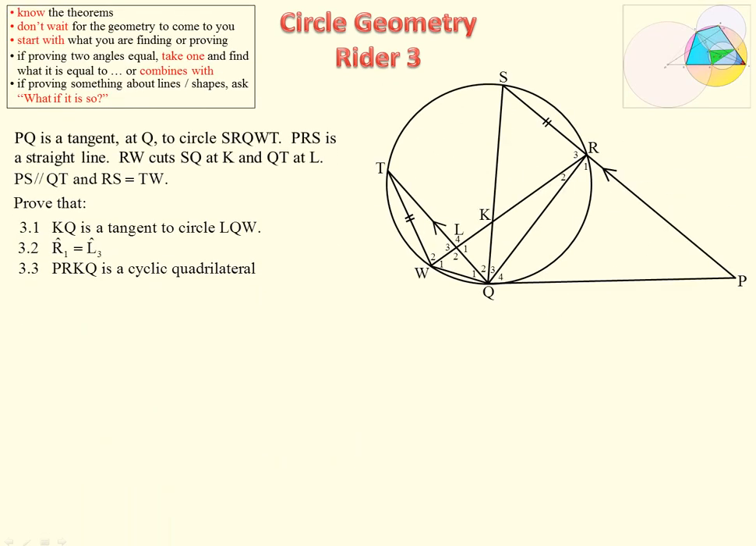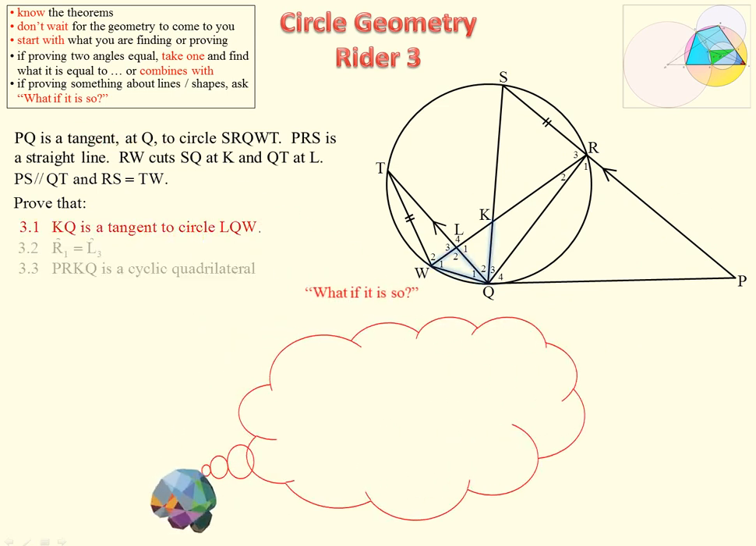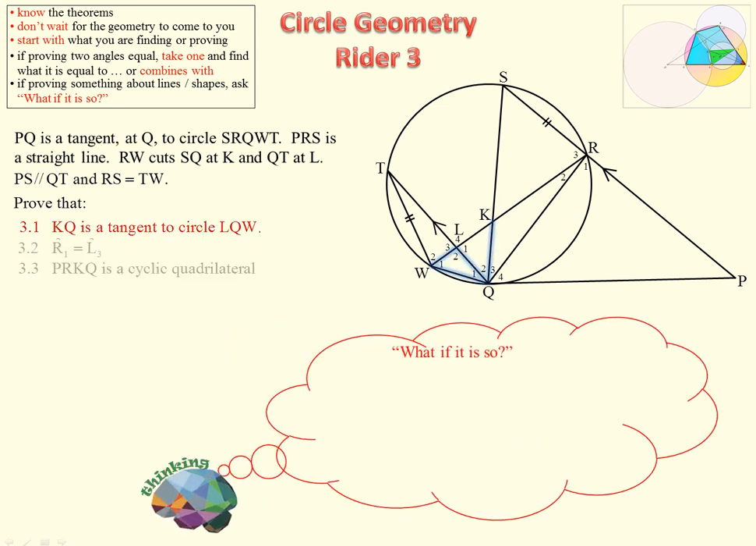So here's rider number 3. A circle, tangent PQ, PS parallel to QT, and RS equals TW. First, prove that KQ is a tangent to circle LQW. So we say, well, this is about a shape and lines, so therefore we say, what if it is so? So there's the situation. That would be a tangent to the circle through these 3 points.